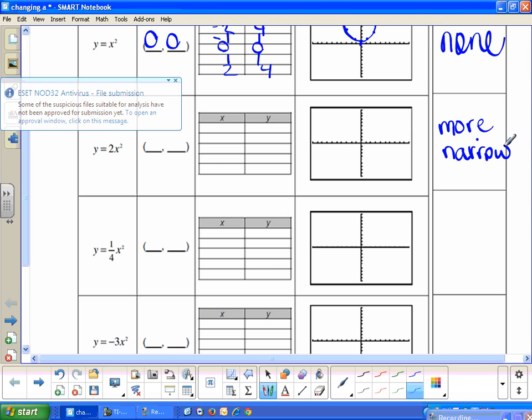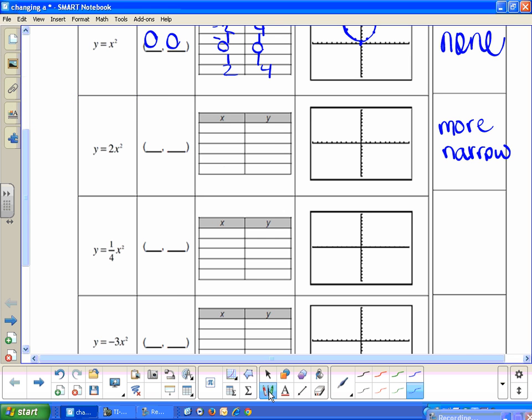That's in general what's happening. It's more narrow. And you can quickly see that by comparing it to your calculator. But we don't want to just depend on the calculator. You want to have a little bit more detail in there.